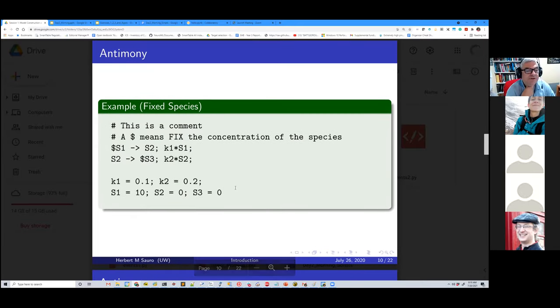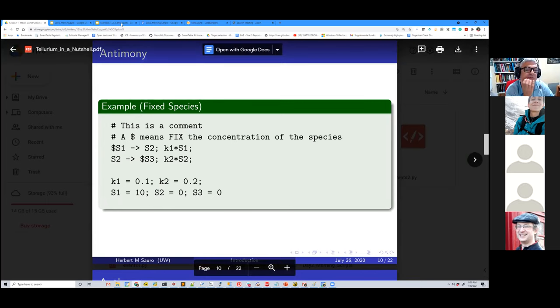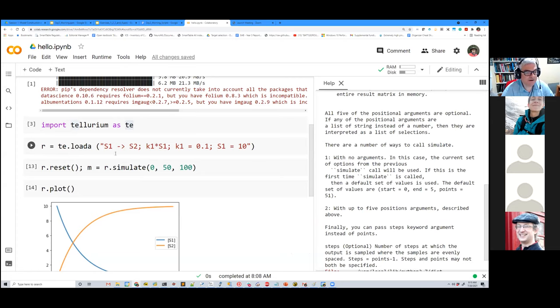So one thing we haven't mentioned much is this idea of fixed species. In fact, what I'm going to do is run a simulation to illustrate this. Okay. So let's come back to here. Let's add a new model here.